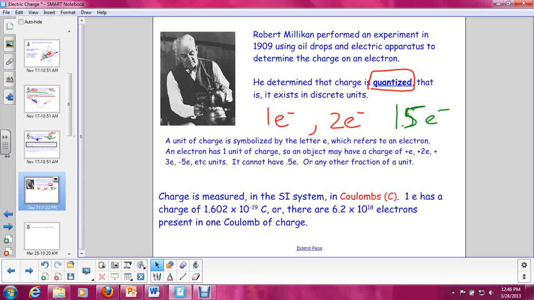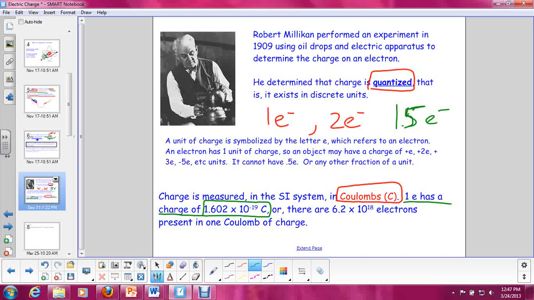So in our international system, charge is measured in something called a coulomb. It's kind of hard to spell, but we just use a capital C. So this is our unit for charge. If I have a single electron, that one little tiny electron has a charge of 1.602 times 10 to the minus 19 coulombs.